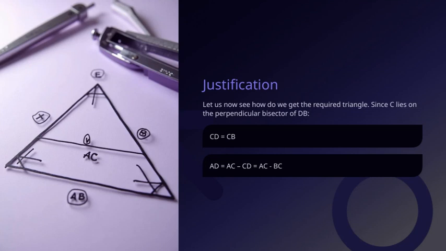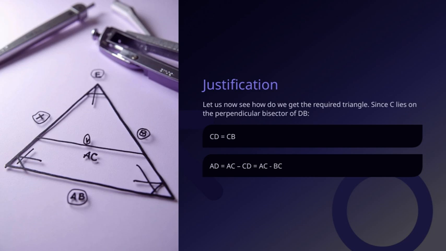Now, let's look at the relationships between these segments. We have AD equal to AC minus CD, which is also equal to AC minus BC. Notice how we're expressing AD in terms of other segments. Similarly, CD is equal to CB. This equality is important because it helps us understand the positioning of these points.